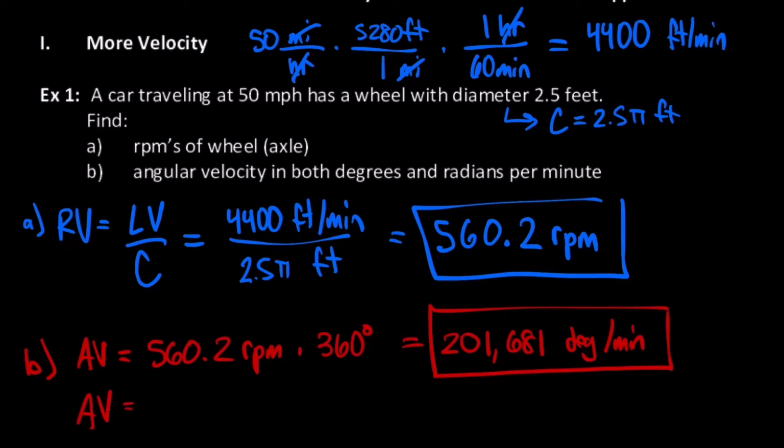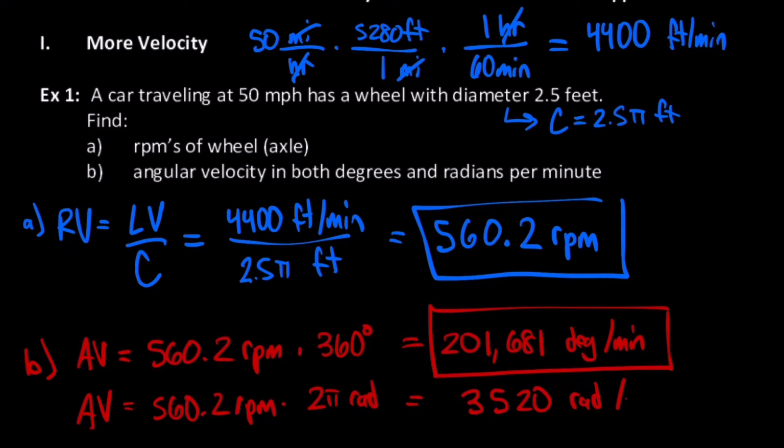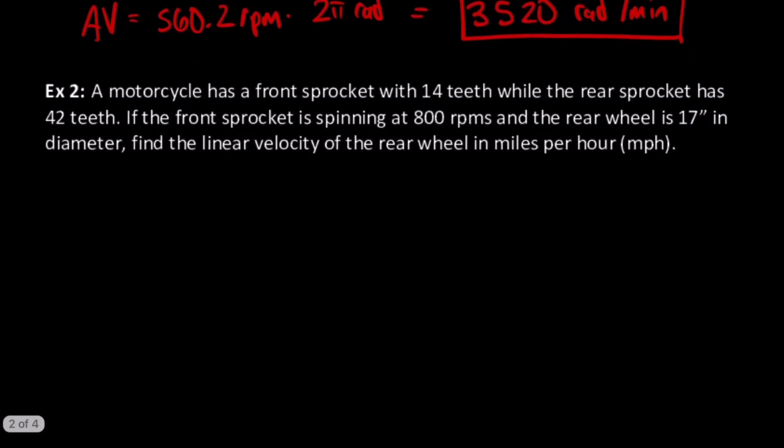And if I want radians, it would be 560.2 RPM times 2 pi radians. I multiplied that all out and rounded to the nearest unit. I've got 3,520 radians per minute. It doesn't say what to round to. You could have left pi in there, but since I already had a decimal in there, I just multiplied it through. Okay, here's one of the challenging ones.